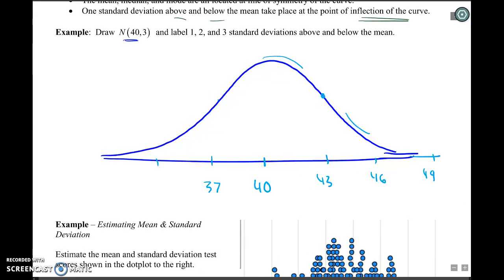One more tick mark below that would be 34. 3 standard deviations below would be at 31. So that's a sketch of the distribution, normal curve that has this mean and this standard deviation.